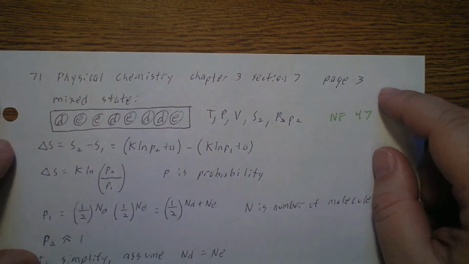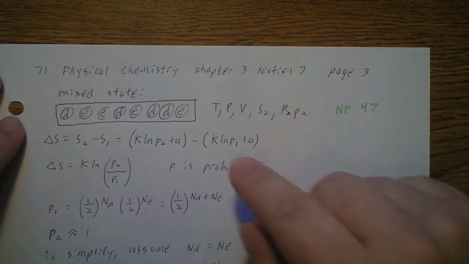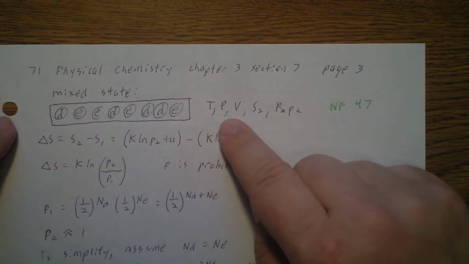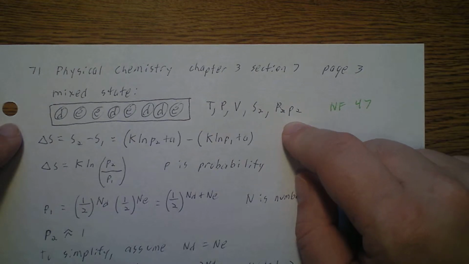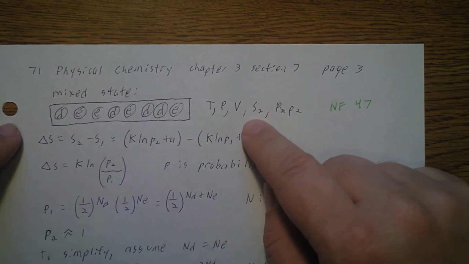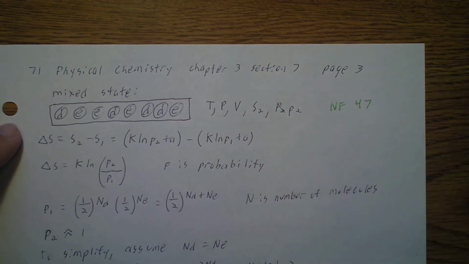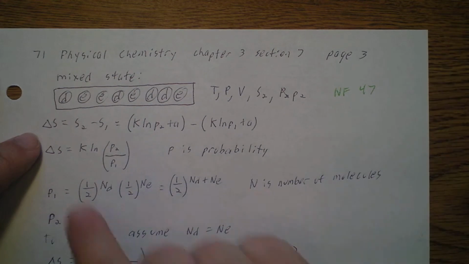Now we have our mixed state. We have all the d's and e's somewhat randomly mixed in together, and it's going to have another temperature, pressure, volume, entropy 2, and probability 2. So notice we're keeping the same temperature, pressure, and volume. It's just the entropy that's going to change and the probability that's going to change. Hopefully we can find a relation between the two.